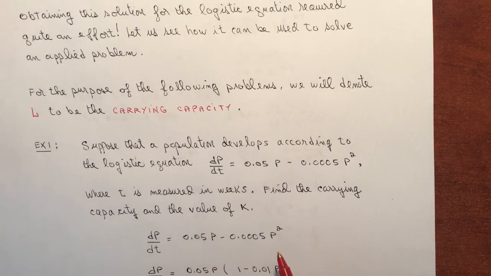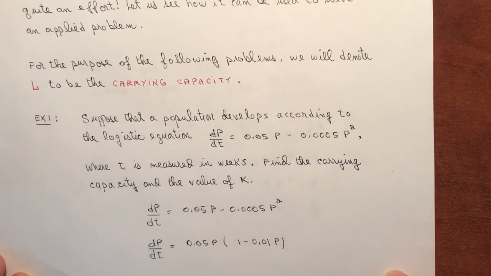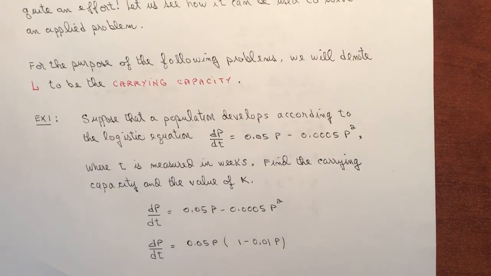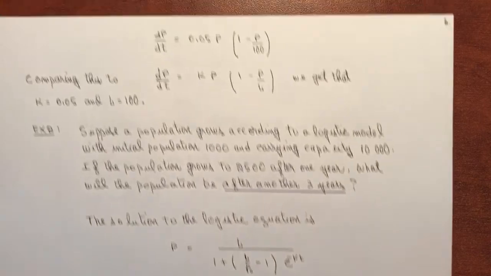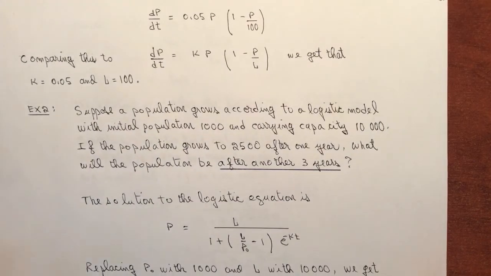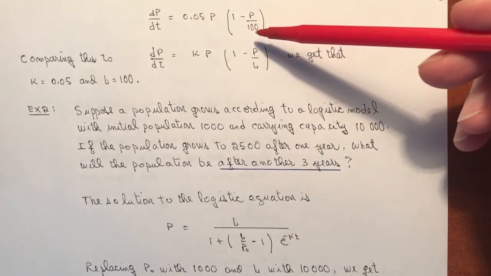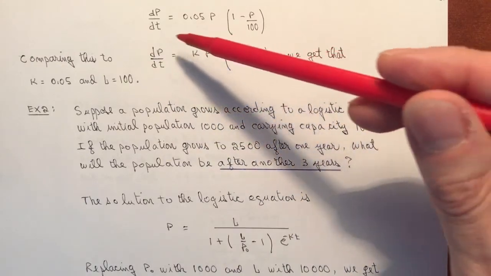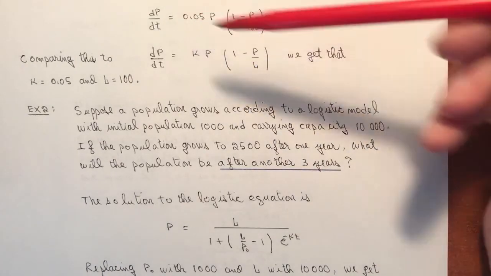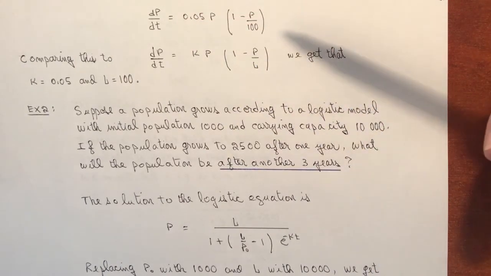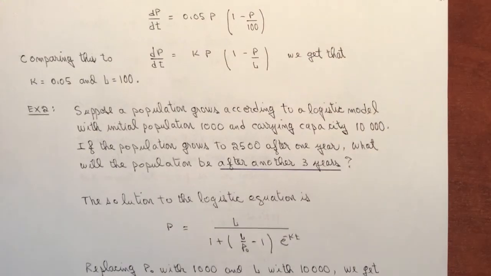So taking this equation and factoring out from it 0.05 P, I get in the bracket 1 minus 0.01 P. Now, I know that 0.01 is the same thing as 1 over 100. And that now fits the differential equation that we had to begin with. We can see by looking that k is 0.05 and L is 100, simply by comparing.